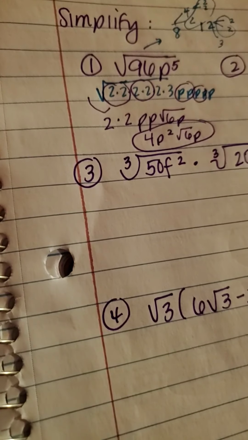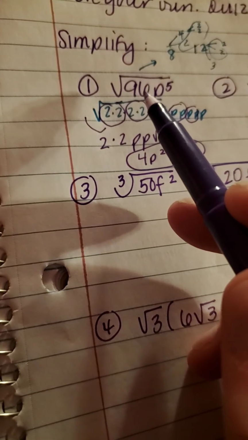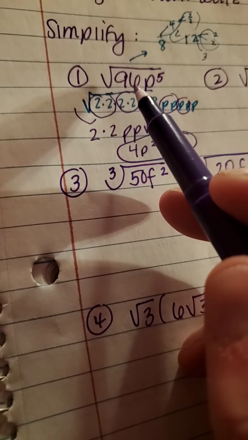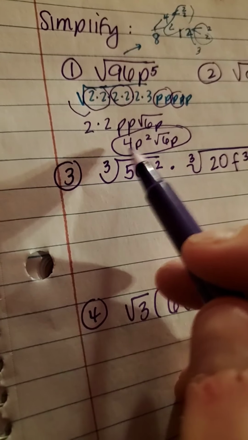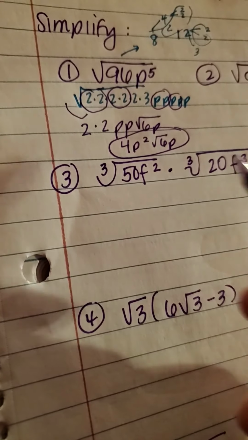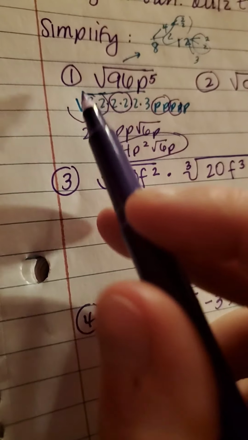Not all of you will do it that way. Some of you will see that the perfect square is 16. So 16 times 6. Square root of 16 is 4. There's your 6 left over. And you'll be able to work it that way. That's just another approach, just so you know.